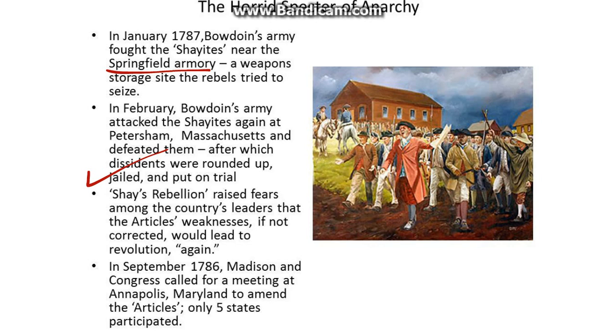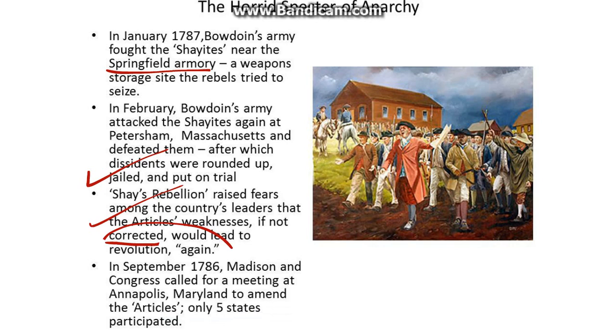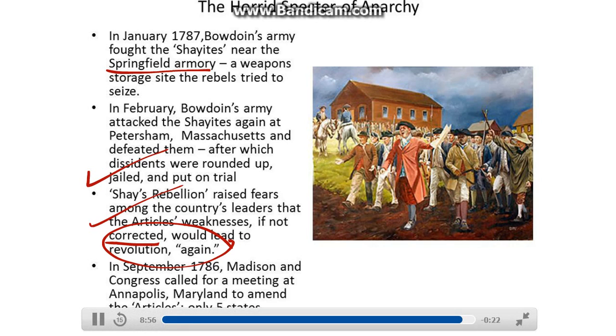Shays' Rebellion raised fears among the country's leaders that the Articles' weaknesses, if they were not corrected, would lead to another revolution. In September 1786, Madison and Congress called for a meeting in Annapolis, Maryland, to amend the Articles, and only 5 states participated. The incidents of Shays' Rebellion showed the founders that something was wrong with the government and that it was not strong enough to deal with the issues of taxation.